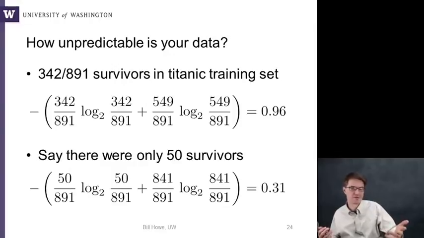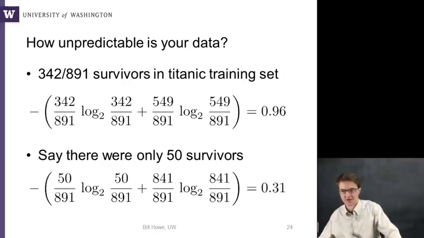But then say there were only 50 survivors. Then the data set is inherently more predictable, because most people did not survive, and that's reflected in this calculation. You get an entropy value of 0.31, so it's inherently less unpredictable, or more predictable.